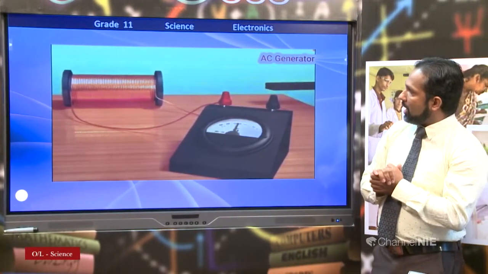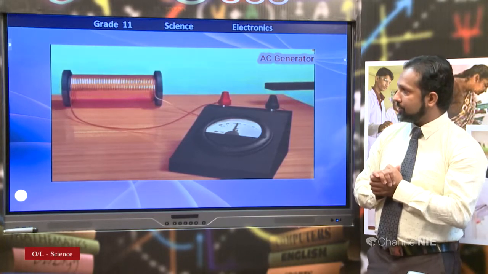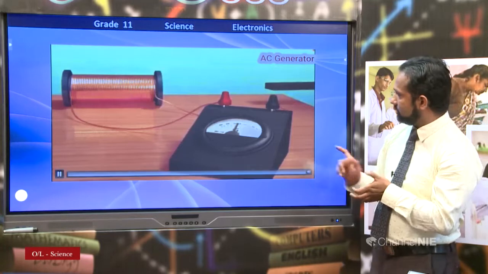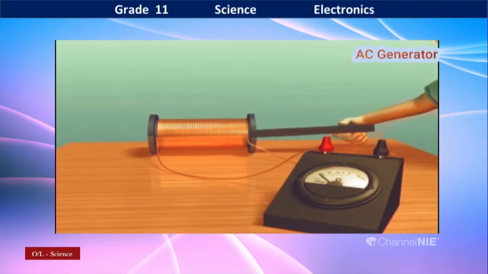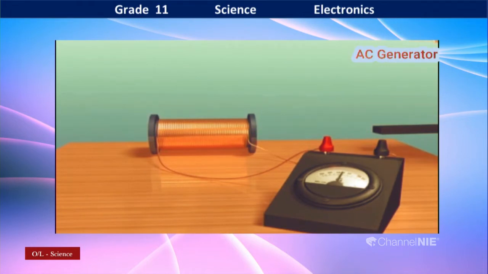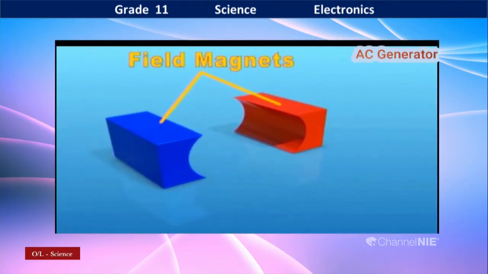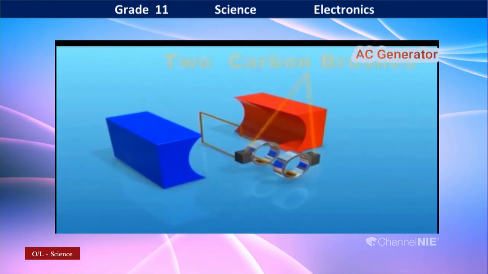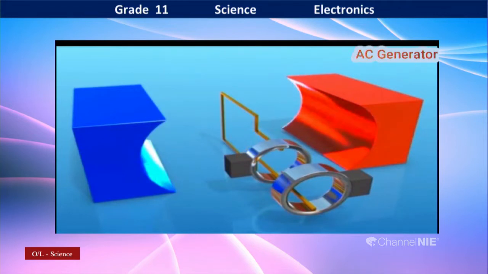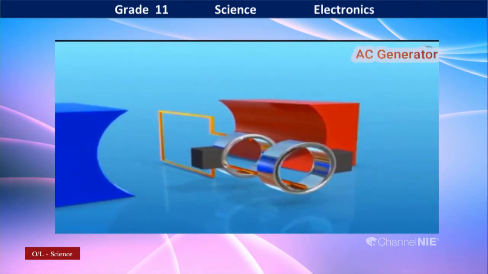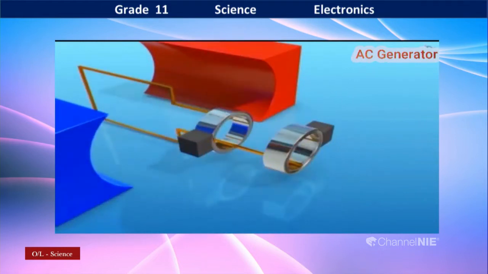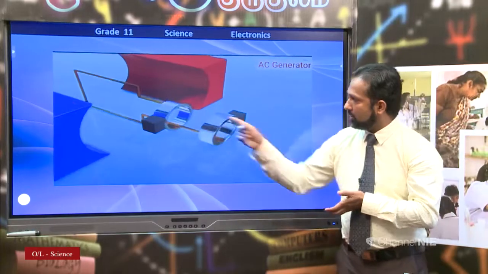So here, I'm going to show you another video for further understanding of the AC generator. You can see the deflection of the galvanometer indicator moving inside, right? According to the right-hand rule, parts of the AC generator: two magnetic poles, north and south, slip rings, carbon brushes, coil. You can see the magnetic field is from north pole to south pole. These are the slip rings attached to the carbon brushes.